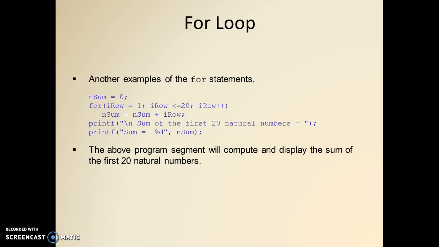Here are some other examples where you can see the iRow variable is initialized to 1 and iRow should be less than or equal to 20. As 1 is less than or equal to 20, we add the iRow value to nsum, which is already initialized to 0. This will be repeated, and each time the iRow value is incremented and added to the nsum value. So this for loop gives the sum of the first 20 natural numbers.